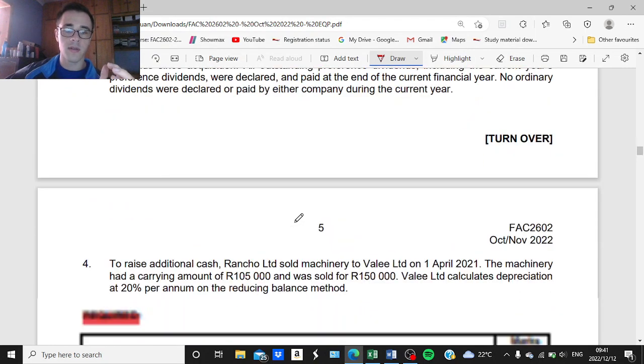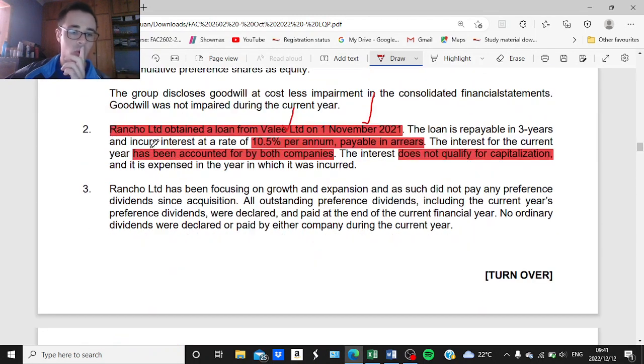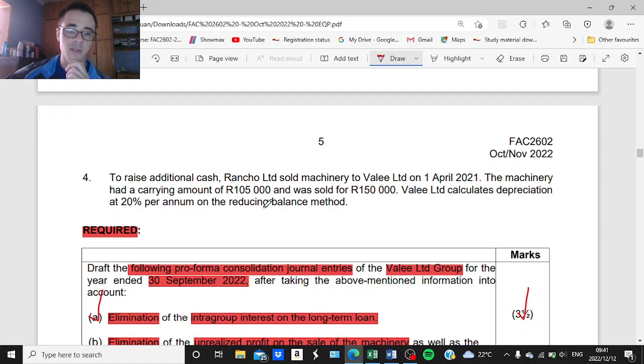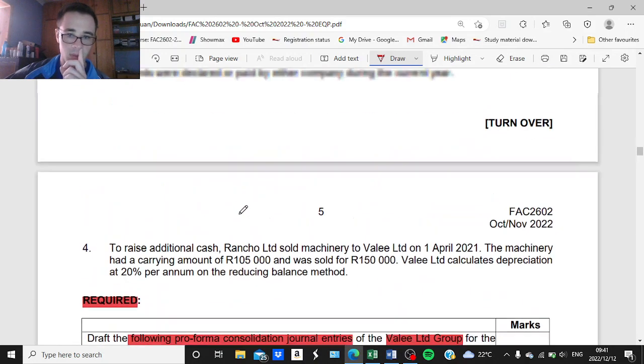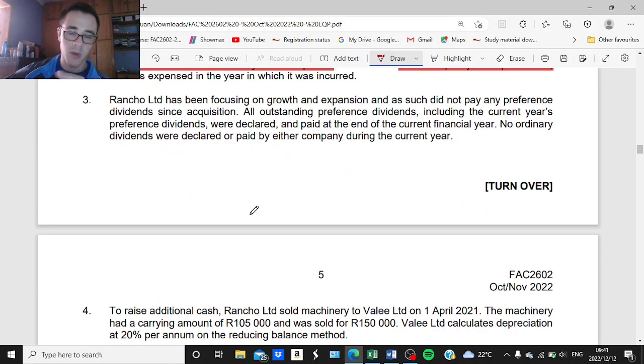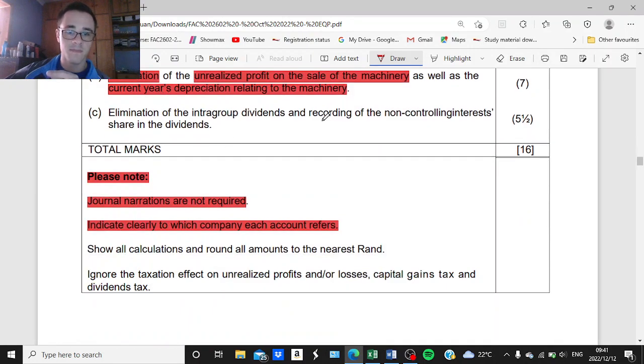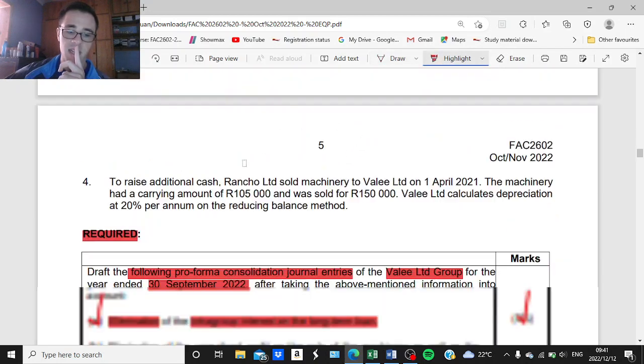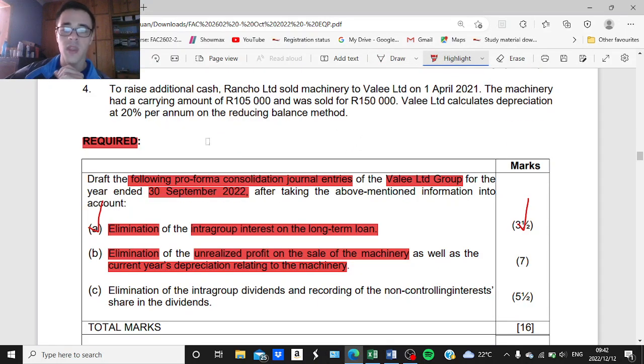Alright, now the information for number B is given in additional information point 4. Here they have swapped it because number 3 would be used for number C. Okay, the elimination of the intergroup dividends. So let us go to additional information point 4, which says the following.